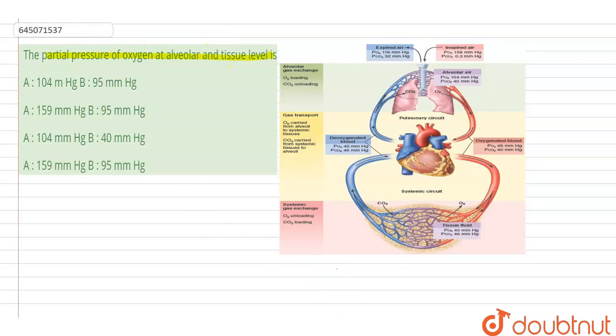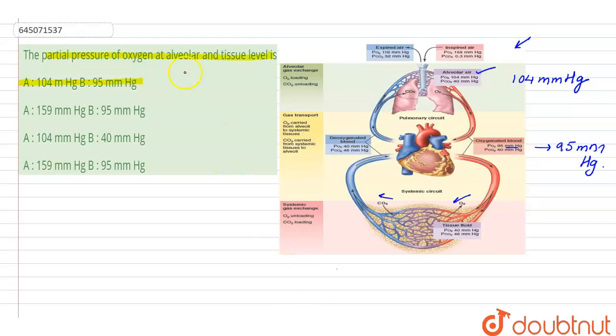Hello students, the question here says: partial pressure of oxygen at the alveolar and the tissue level is how much? We have a very simple diagram where the partial pressure of all the gases in the expired air, oxygenated and deoxygenated blood, the blood entering the tissue and coming out of the tissue is given. In the inspired air at the alveolar level, the partial pressure of oxygen is 104 mm of mercury, whereas at the tissue level, in the oxygenated blood, the partial pressure will be 95 mm of mercury. So seeing these values, we can mark option number 1 as the right answer for this question.